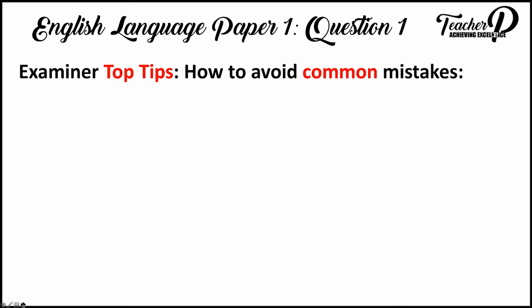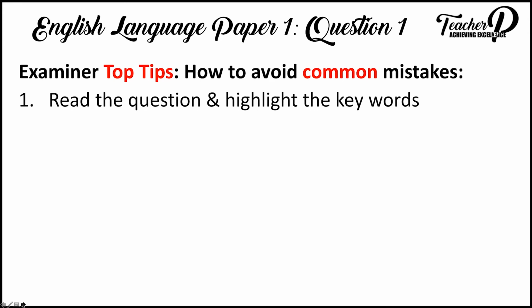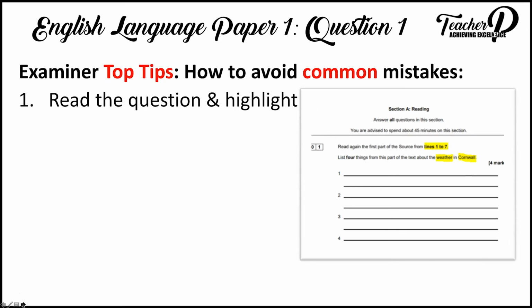So how do we avoid these common mistakes that the 2017 Year 11 cohort made? Here are my top tips on how to get full marks on this question. First of all, I would urge you all to bring into your exam a different colour pen or highlighter. With your different colour pen or highlighter, you will need to read the question and highlight the key words. So for example, lines 1 to 7 and the weather in Cornwall. This will enable you to focus your answer on the stem of the question, so the weather in Cornwall, and to remind you to keep within the lines stated, lines 1 to 7.